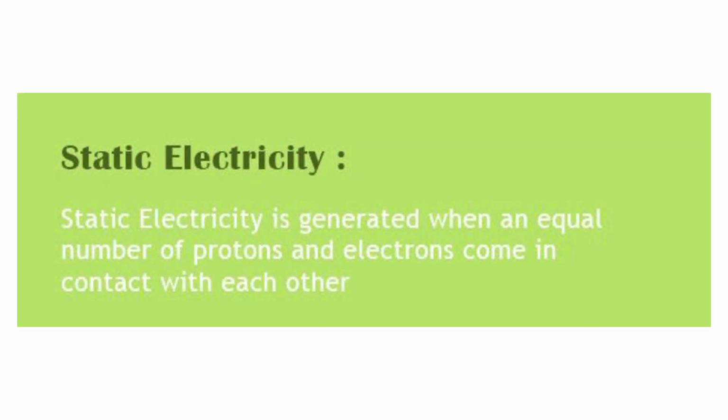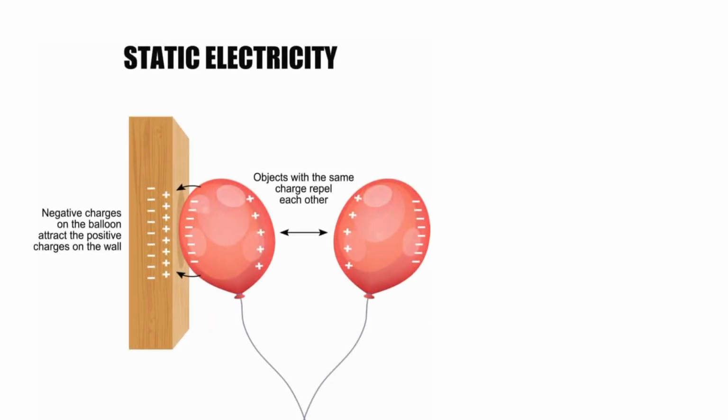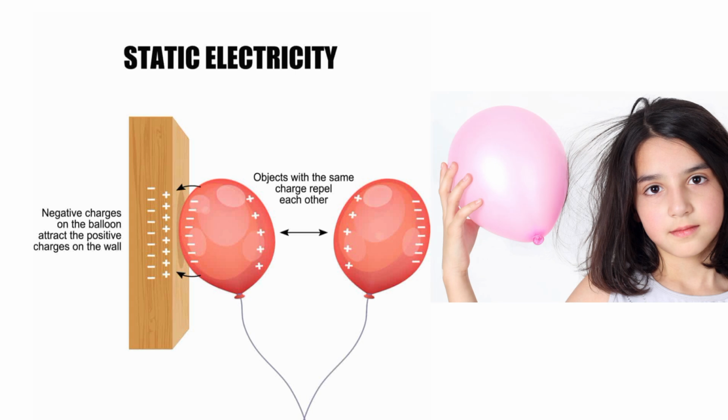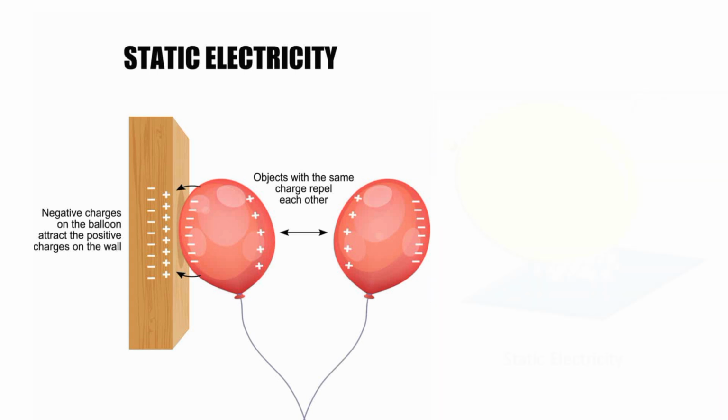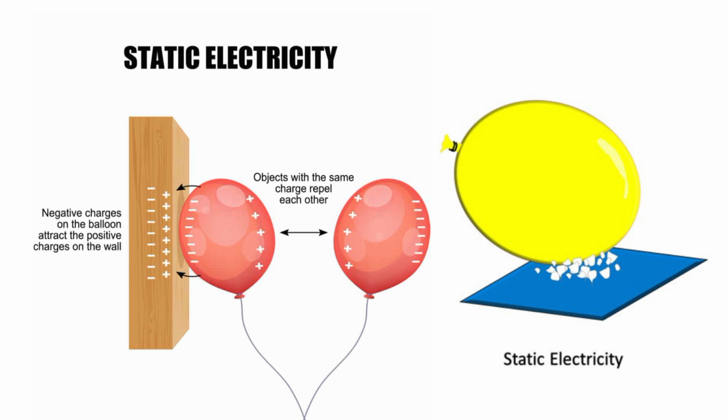Static electricity is the electricity which occurs at rest. That means the electricity at rest is known as static electricity. This means electricity in a state of equilibrium where the charges are not moving. This is the simple definition of static electricity.